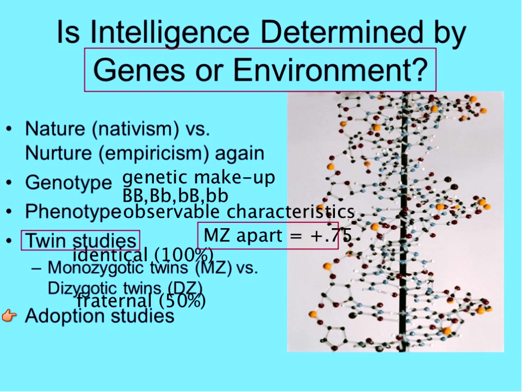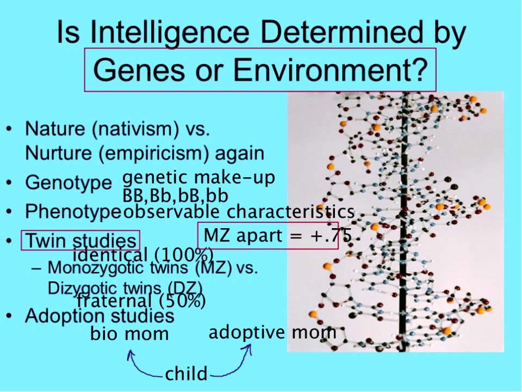Let's talk briefly about the logic of adoption studies, and then we'll look at some actual data points and some graphs right from your textbook. Adoption studies involve looking at a bio mom and an adoptive mom and their child, and we basically look at the degree to which this child resembles, in terms of IQ test scores, the bio mom and the adoptive mom. The logic here is this.